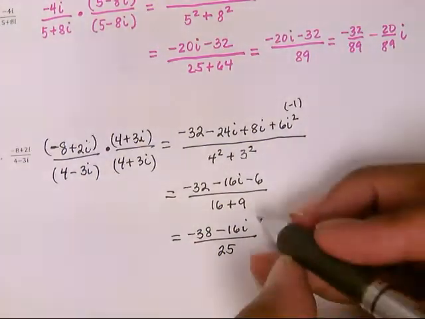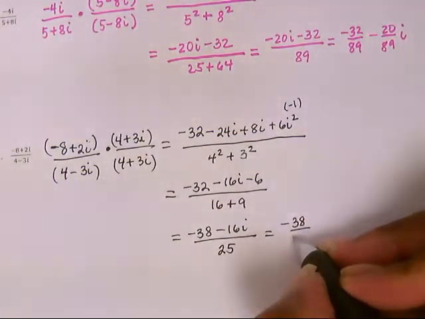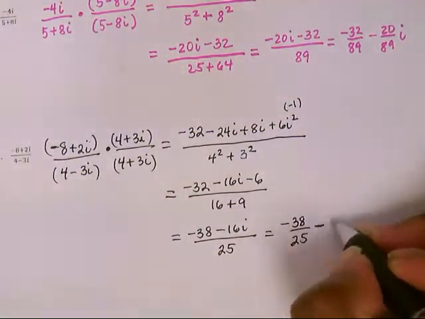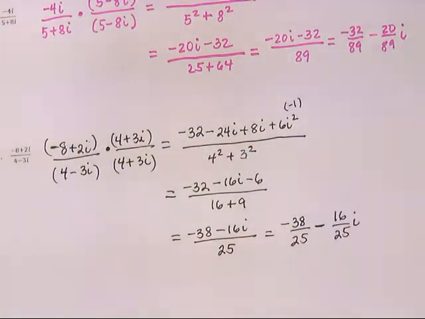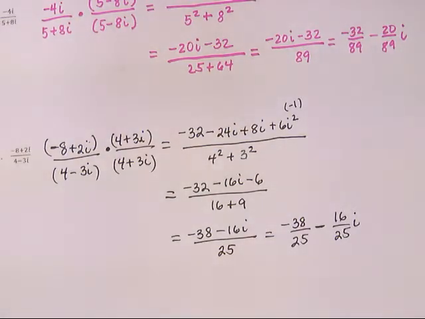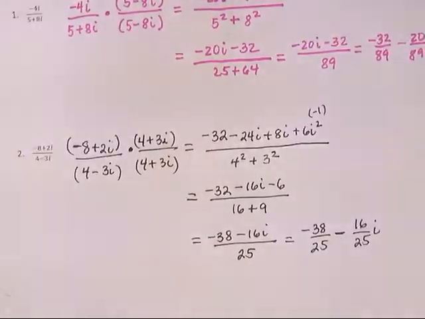Now, in the homework, they're going to ask you to enter it in standard form. So it'll be negative 38 over 25 minus 16 over 25 times i. It has to be written like that in the homework. Okay, so those are just a couple of examples of dividing complex numbers using complex conjugates.